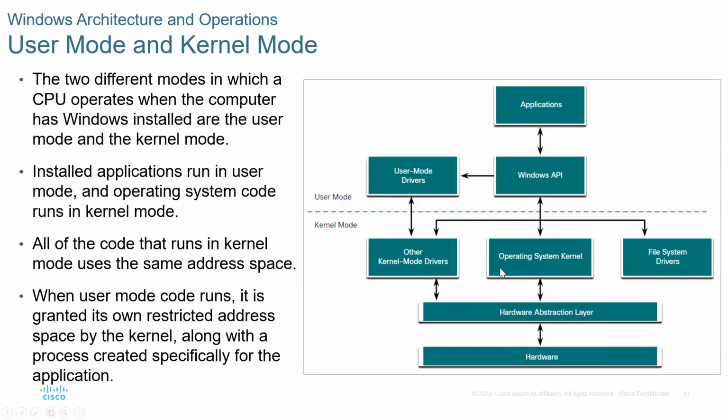All of that operating system code runs in the kernel mode and uses the same address space. When user mode code runs, it is granted its own restricted address space by the kernel, along with a process created specifically for the application. So when you launch an application, it's going to give you a certain amount of resources off the hardware, be it CPU or a dedication of RAM, etc. Those things get allocated at the time the application requests them.